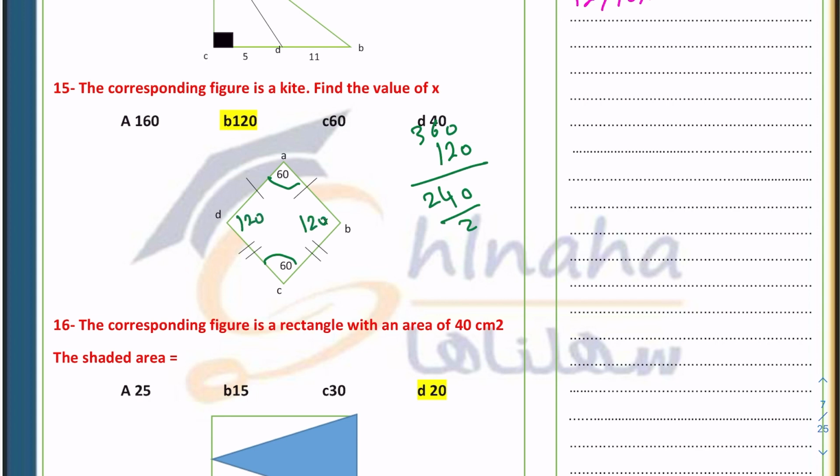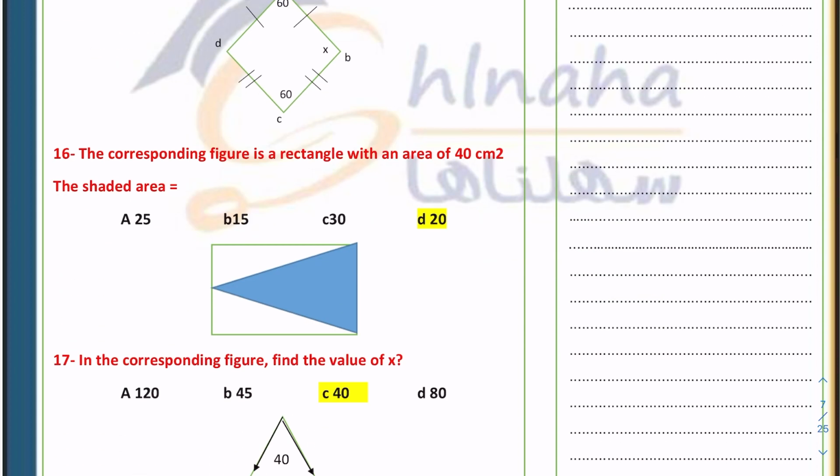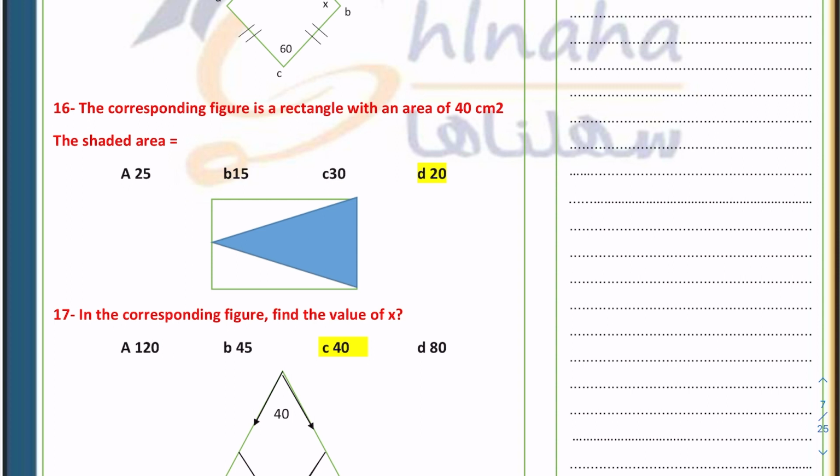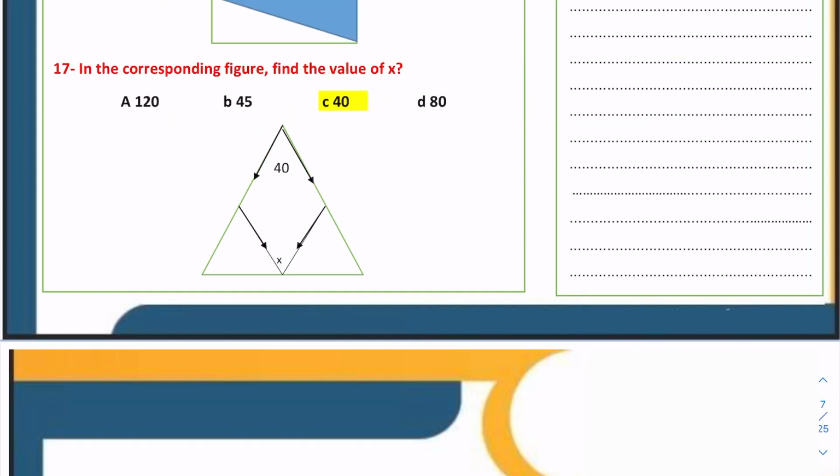Now let's take question number 16. What is the ratio of the shaded? The shaded part here is half the rectangle. The shaded triangle is half the rectangle. If the rectangle is 40, so the triangle will be 20. Now next question, 17. I told you, always in parallelogram, the opposite angles are equal. Here 40, so here 40. Okay? If I want to find this angle, it will be 140. This angle will be 140.